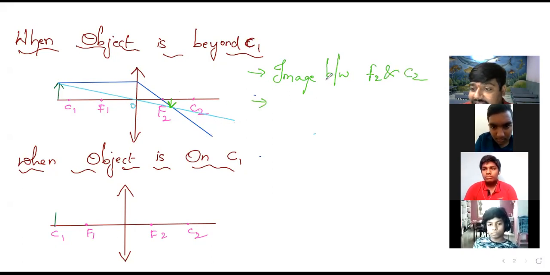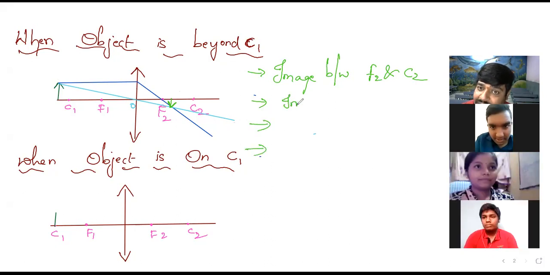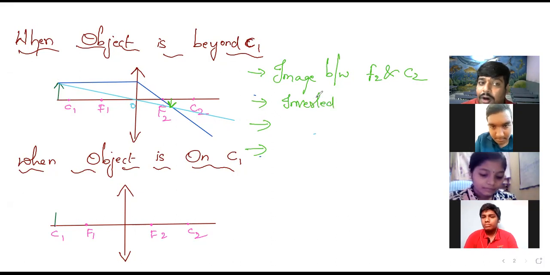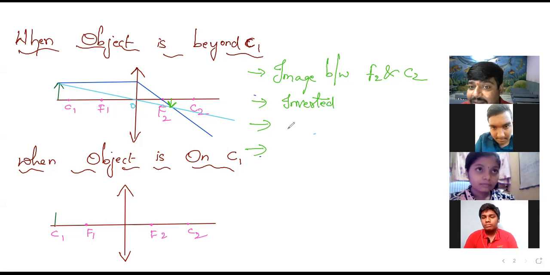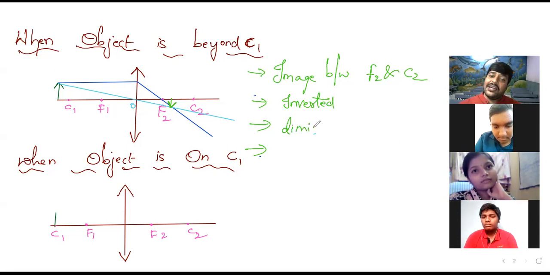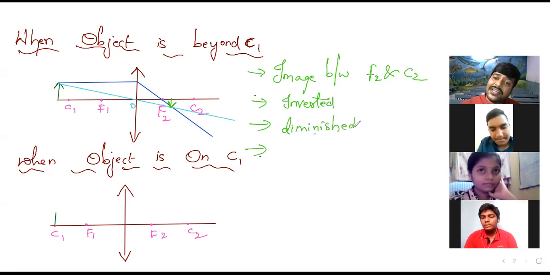Is the image inverted or erect? Inverted. The object is above the principal axis and the image is below the principal axis, so it is said to be an inverted image. Then enlarged or diminished? When we compare the size of the object and the size of the image, we get diminished. And what about the next thing? Is it a real image or a virtual image? Real image.